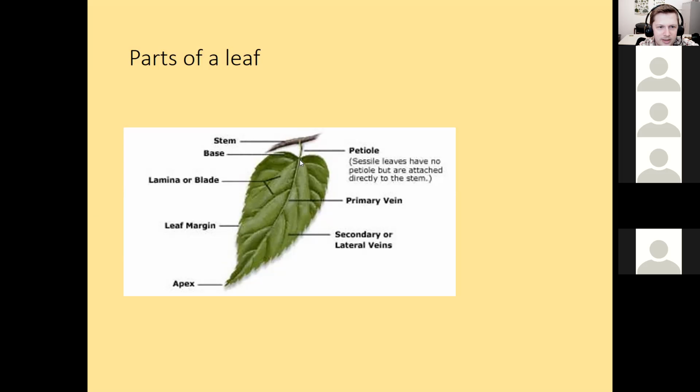If you see here, the parts of the leaf: leaves always connect directly to a stem or a branch. And as you can see, this is where the true connection occurs, right there. And then you can break it down into the base of it, the apex, and the margin. The margin's basically the border of the leaf. There's usually a primary vein and secondary veins running down it as well. And the little attachment to the stem is called the petiole.